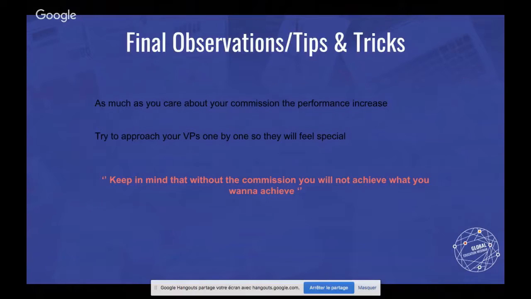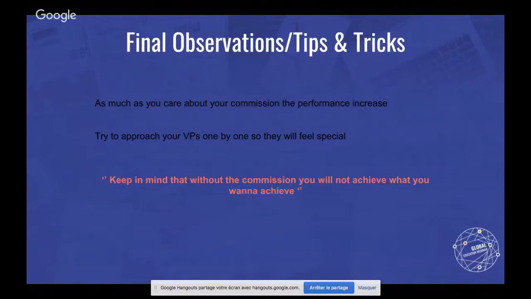Then the first point that I just talked about, the one-to-one: as much as you care about your commission, the performance increases. When I'm talking about caring about the performance of your commission, it's mainly the one-to-one, because that physical and human touchpoint that you have in the one-to-one is really precious. You are talking about the goals of your CVP, the things that he or she wants to develop as a human being, and what they want to develop in the local chapter or in the organization in general. That's one of the things that made our commission increase their performance and do their best to perform in the local chapter.